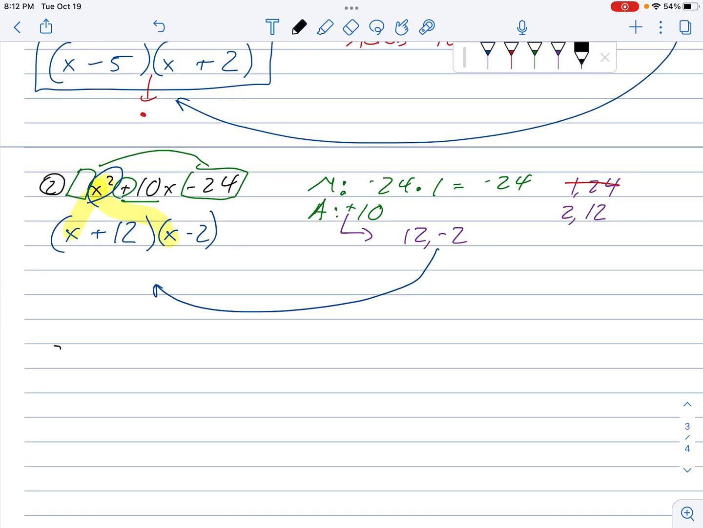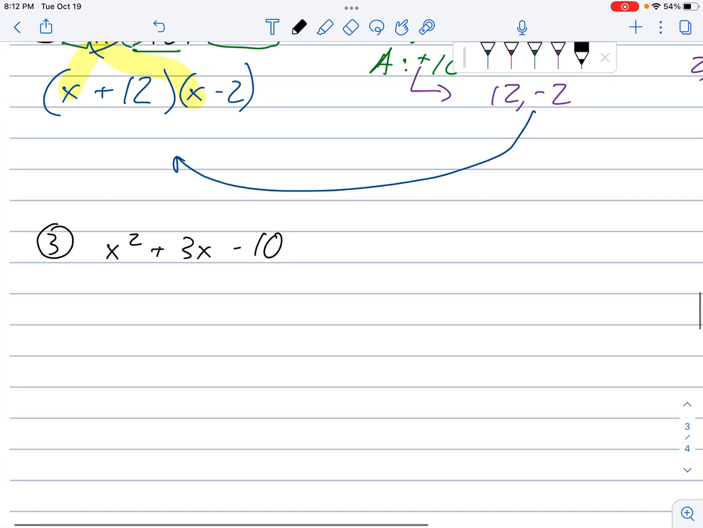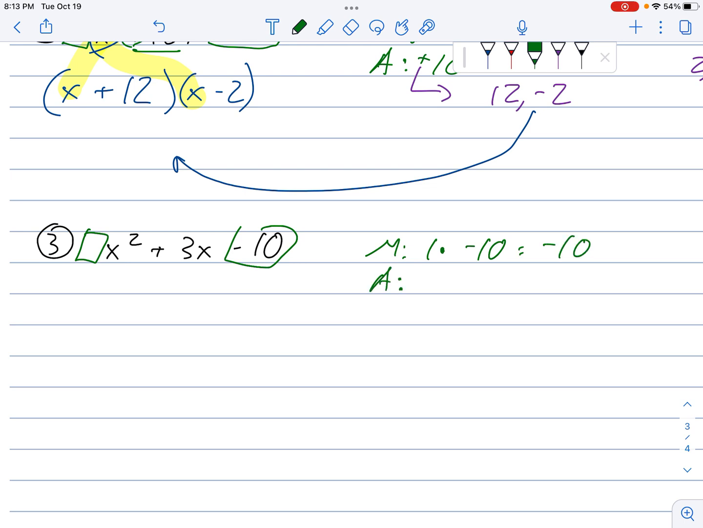Next one, number 3. Something like this. I'll make it a little bit repetitive. What about this? Okay, if I were to give you something like this, we just did this, Mr. Haas. I know. 1 and negative 10. You told me stuff that multiplies to that number times negative 10 is negative 10 and adds. But now I have a positive 3. So exactly what I had, except not a negative 5 and a positive 2, but a positive 5 and a negative 2 would multiply. So that means I would write plus 5 minus 2, right?